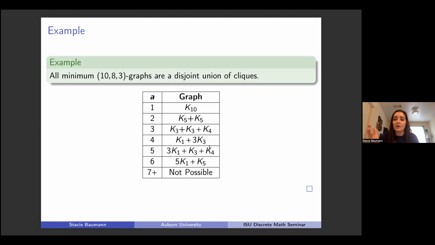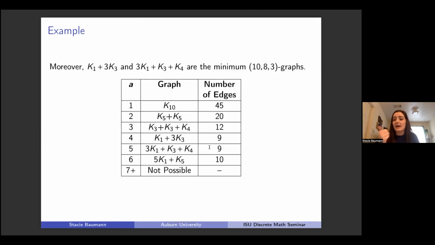So you might ask, which ones are actually the minimum? We just found all these minimums for each independence number. So you could count the number of edges and figure out which ones are actually the minimum. So here, if I count all the edges of these, I actually get 2 minimums, like we were talking about earlier in the presentation. Both independence number 4 and independence number 5 give 9 edges. So both of these graphs here are the minimum 10, 8, 3 graphs.